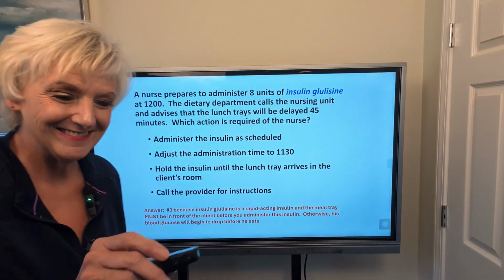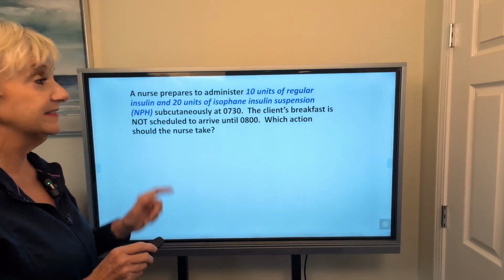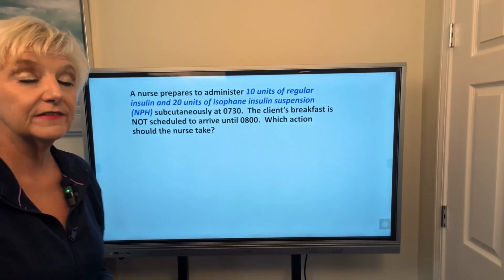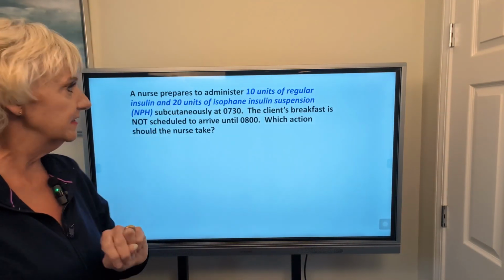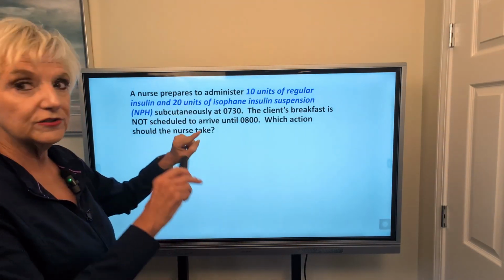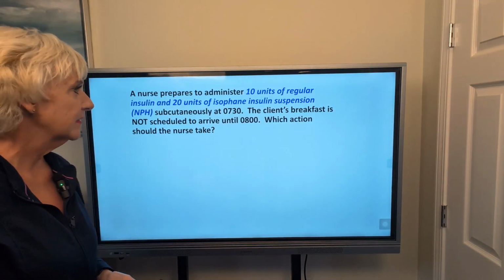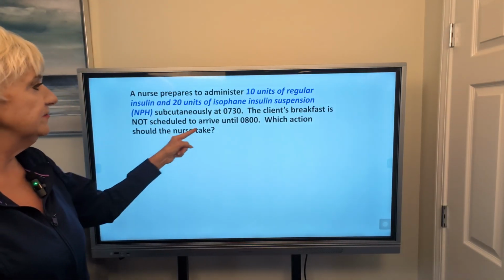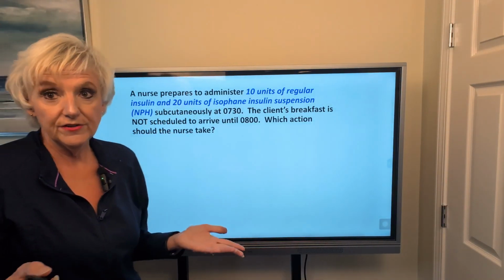Okay? All right, next. The nurse prepares to administer 10 units of regular insulin and 20 units of isophane insulin suspension (NPH). So 2 different insulins. One of them works kind of quick, and the other one works over time. And we're going to give it subcutaneously at 7:30 in the morning. The client's breakfast is not scheduled to arrive until 8 o'clock. Okay, which action should the nurse take?